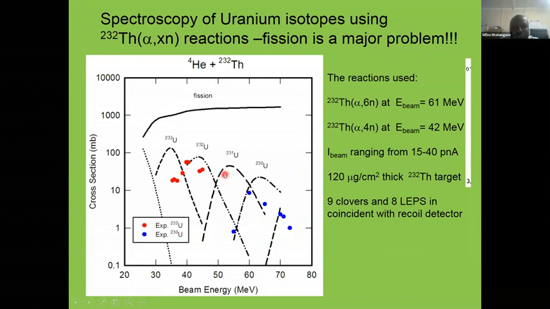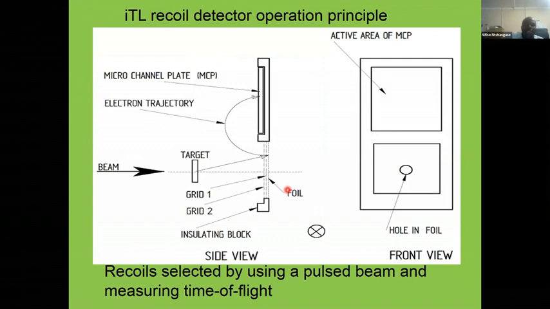The problem with uranium-230 is that fission is a major channel. It's a dominant channel. But we use this reaction, the alpha xn reaction, to populate uranium-230, and then alpha 4n to populate uranium-232. And of course, we use a very intense beam and a thin thorium target. This target was limited by the fact that we want the uranium recoils to pass through. Because of the intense fission background, it was necessary to develop a recoil detector so that we suppress the fission background.